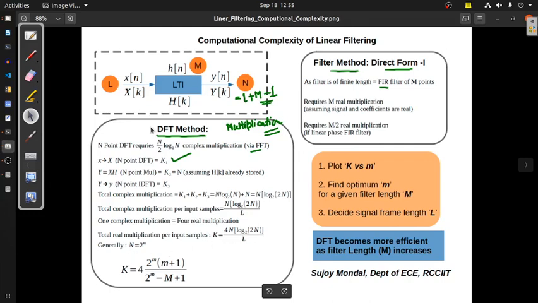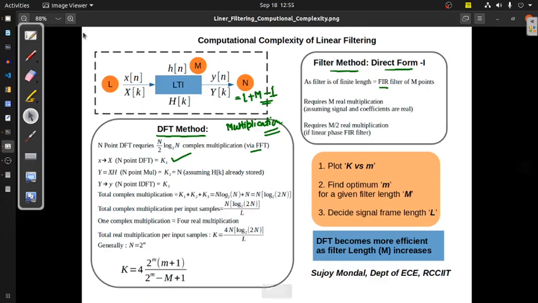And generally for the N-point DFT computations via FFT, the values of N are taken as 2 to the power m, where m is any integer. So it would be 8, 16, 32, 64, and so on, right? So finally the K value, the number of real multiplications required per input sample for this particular linear filtering output computation technique, is K equals 4 into (2 to the power m)(m plus 1) divided by (2 to the power m minus m plus 1), right?